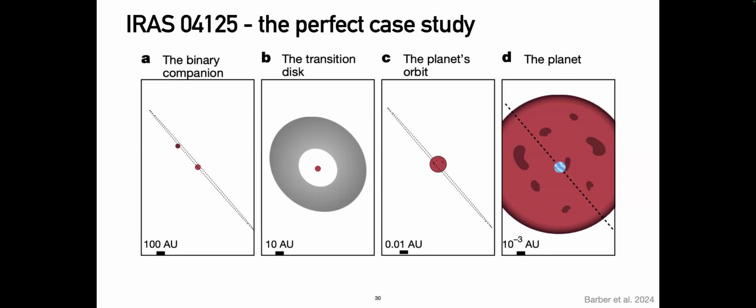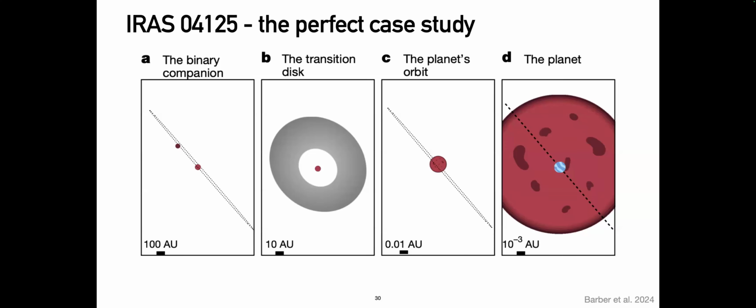And if you zoom in further, you can see the primary star with this tiny little planet's orbit around it. And if you zoom in even further, you can envisage just how big this planet should be. Now, in this figure, Barber et al. have drawn the orbit of the planet to be aligned with the orbit of the outer binary. But from the observations they have, you can't actually constrain that.